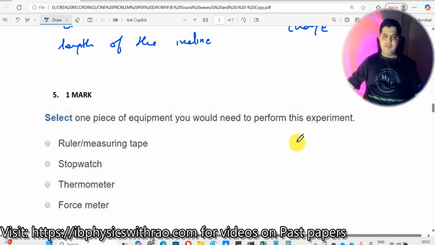Select one piece of equipment you would need to perform this experiment. What equipment do you need over here? The inclined plane has already been given. Suppose we need a ruler. I definitely need a ruler because that's what I'm going to measure with. So this is right. The rest of them I don't need.